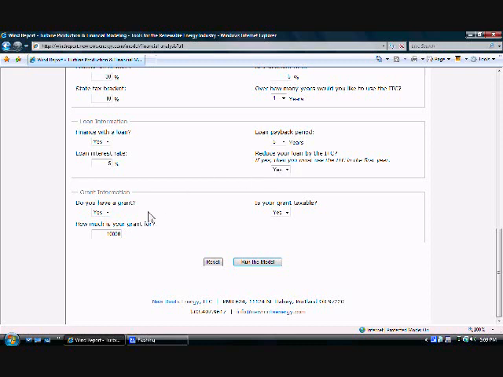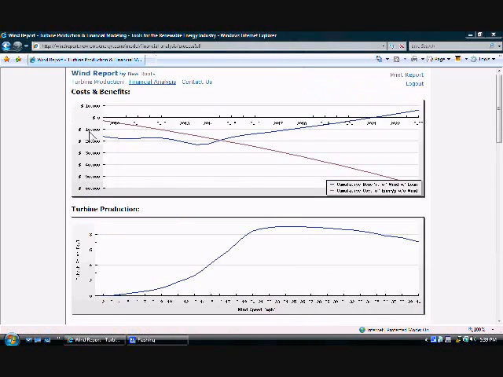The next section, Grant Information, asks if you have a grant. If you do, select Yes, insert the amount of the grant, and then select if your grant is taxable. After you're through with each of these sections, select Run the Model. Now you can view your wind report.